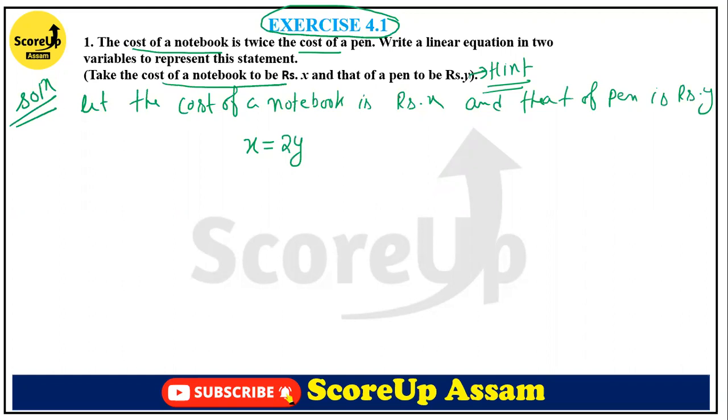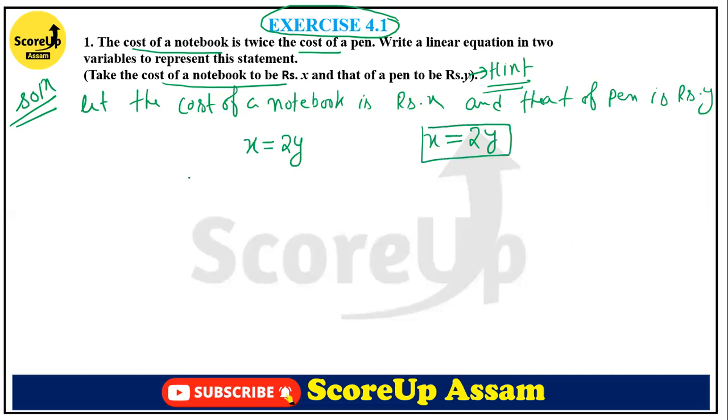Okay. Why x equal to 2y? Because see, the cost of a notebook is twice the cost of a pen means what? The cost of a pen is y. Twice the cost of a pen means 2y. Now the cost of a notebook is equal to twice the cost of a pen. So x equal to twice y.